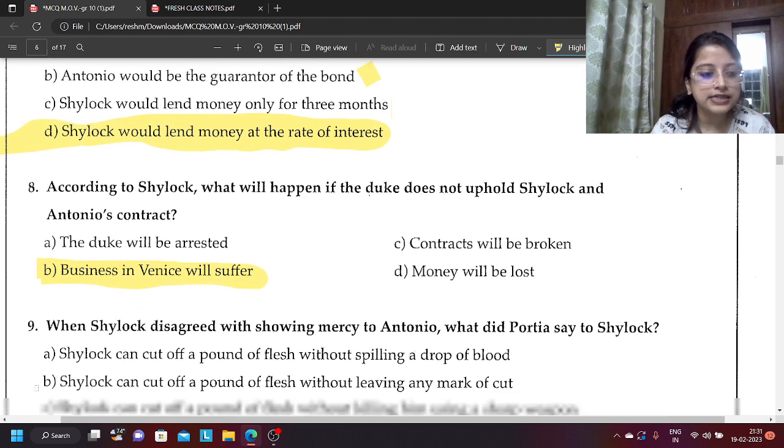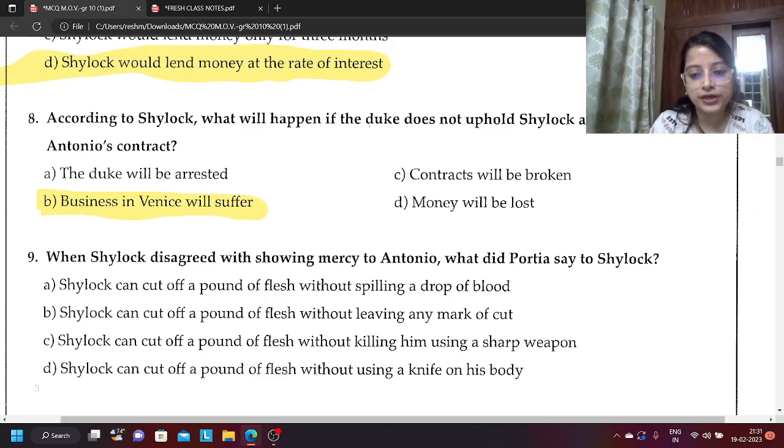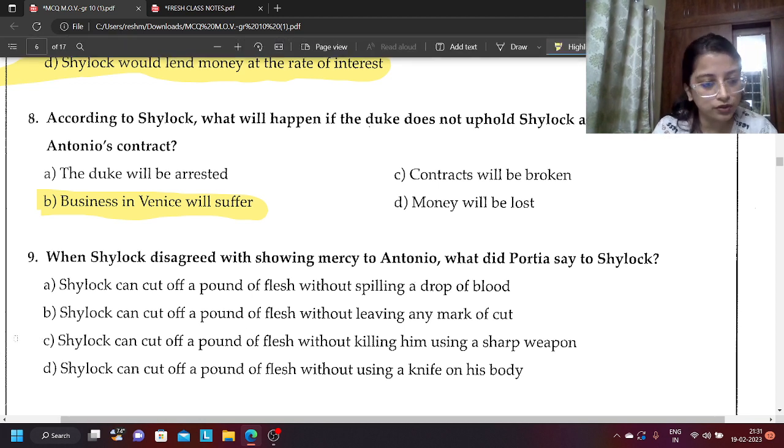8B. Next, number 9. When Shylock disagreed with showing mercy to Antonio, what did Portia say to Shylock? Shylock can cut off a pound of flesh without spilling a drop of blood. So this was written. What did Portia say to Shylock? So A was written. Let's read the other options also.